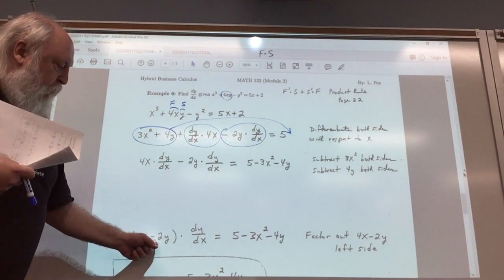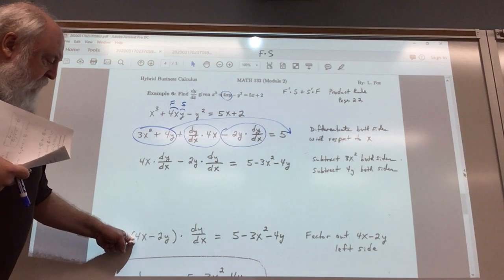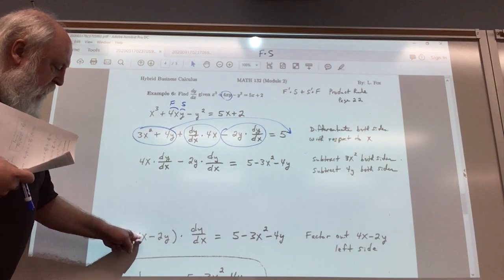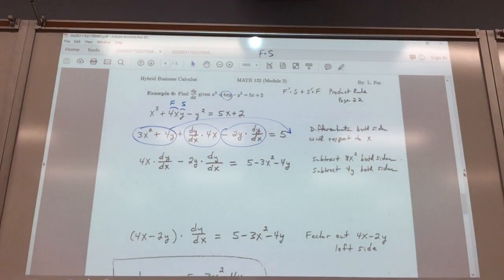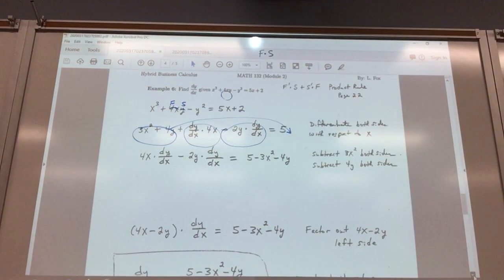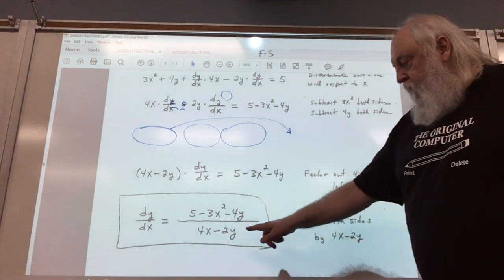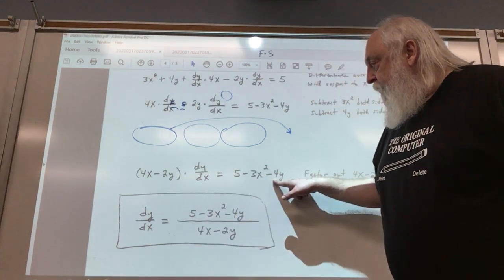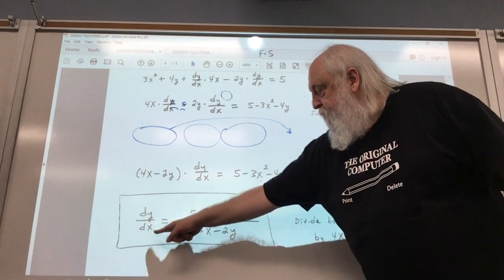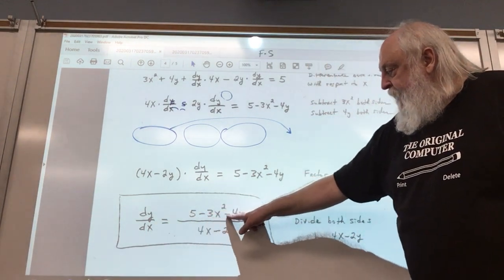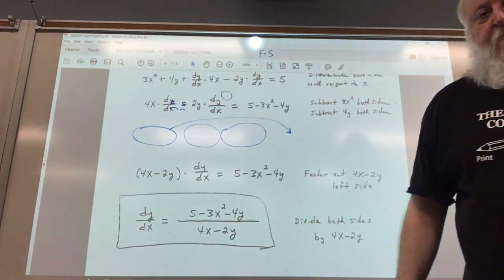Now, I have a product. What undoes multiplication? Division. So now I divide both sides by 4x minus 2y, and I end up with the answer. When I divide both sides by 4x minus 2y, this goes away. I'm left with dy over dx. The derivative of y with respect to x is equal to 5 minus 3x squared minus 4y over 4x minus 2y. And we're done.